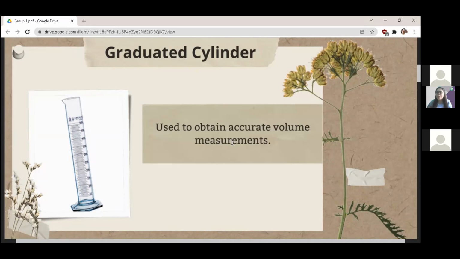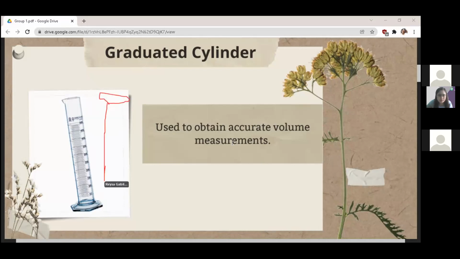Okay? So how do we read the volume? Actually, this is not just for the graduated cylinder. This is also true for the other apparatuses that we can use in measuring liquid. Remember, class, when we measure a clear liquid, you have to read the volume at the lower meniscus.